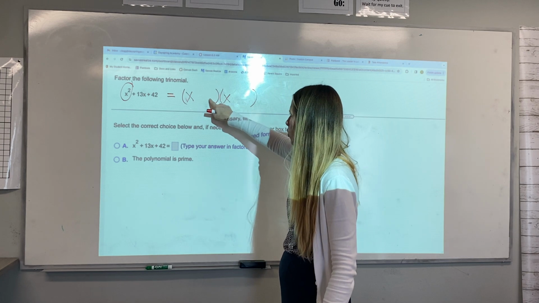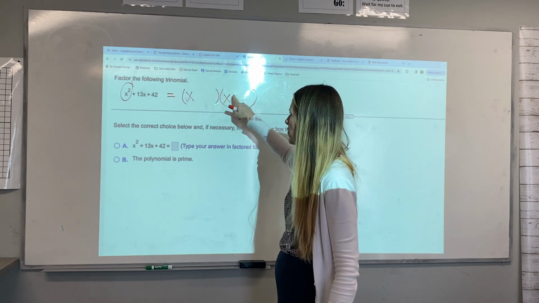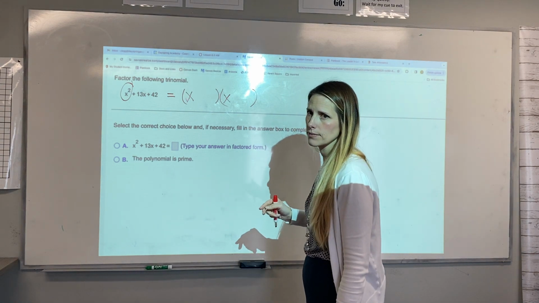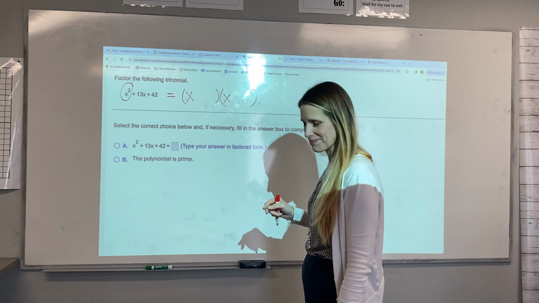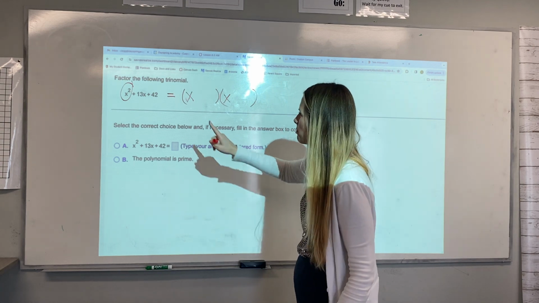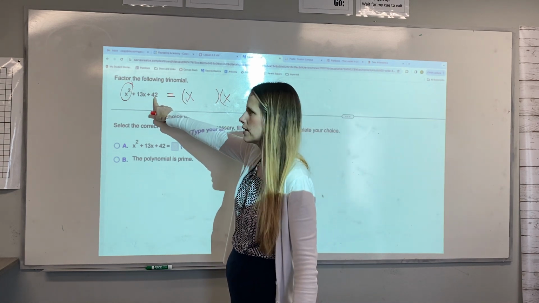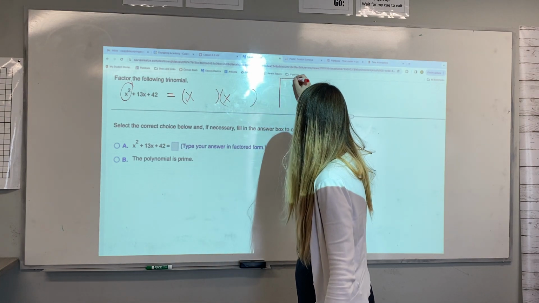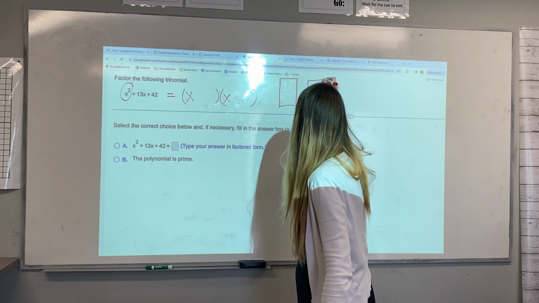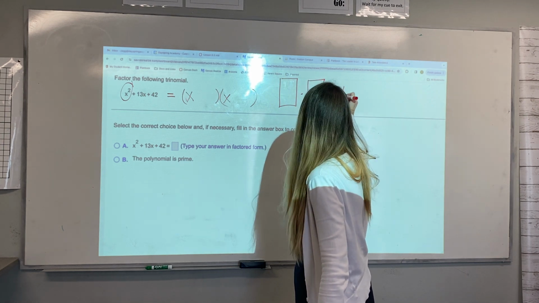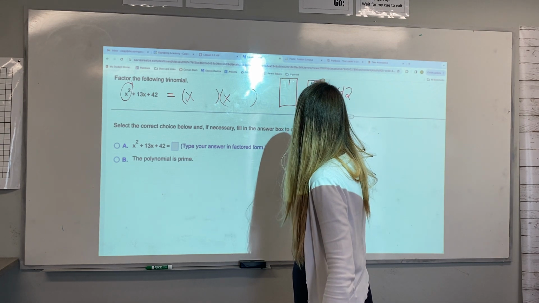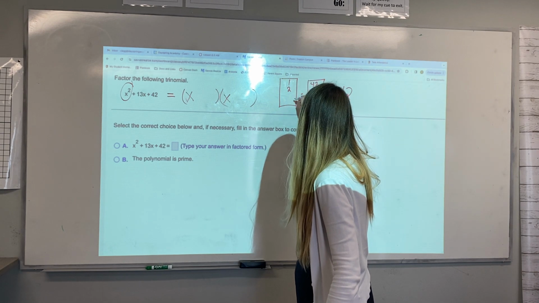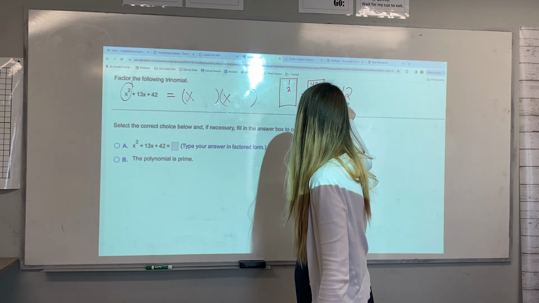How do we know what the terms are or what the numbers are here? You have to find the numbers that you multiply by and add. Yep, multiply to get 42 and add to get 13. If it helps, you can draw your boxes. I make my multiplication boxes nice and long so I can put a couple of pairs in there. 42, that would be 1 and 42 is an option. 2 and 21. 3 is an option.